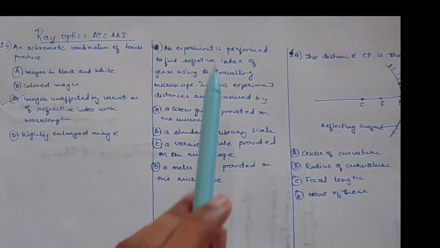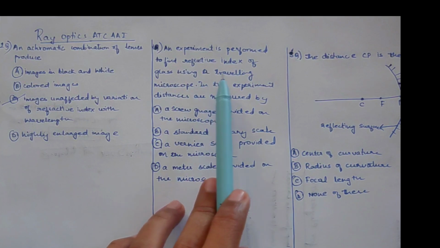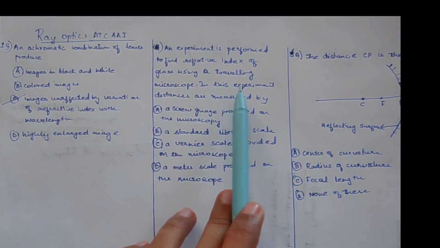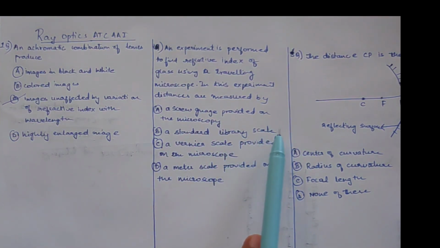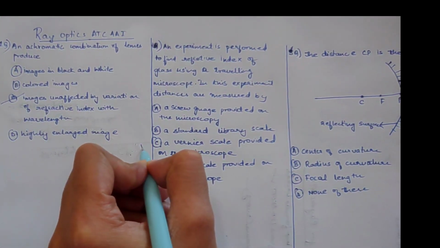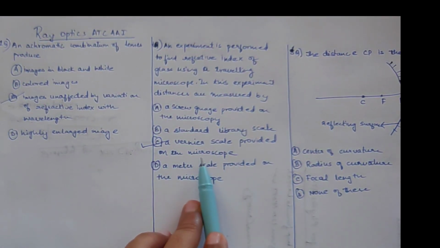Coming to the next question, an experiment is performed to find refractive index of a glass using a traveling microscope. In this experiment, distances are measured by a screw gauge provided on the microscope, a standard library scale, a vernier scale provided on a microscope, a meter scale provided on a microscope. So it's a vernier scale. Option C, that is a vernier scale provided on the microscope.